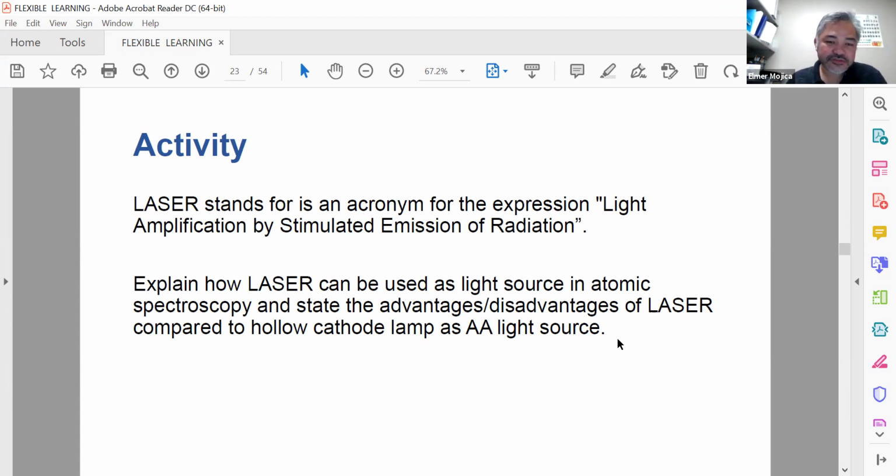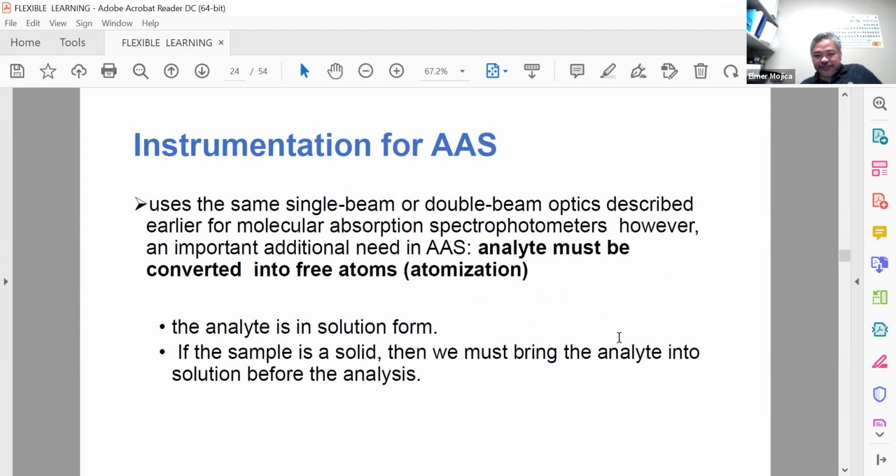Now, if you're going to look at the instrumentation for the AAS, it uses the same single beam or double beam optics described earlier for the molecular absorption spectrometer. However, the main difference is the so-called atomization process. The analyte must be converted into atoms. So usually it's in the form of that nebulizer that I have mentioned, so the analyte is in solution form. If the analyte is a solid, then you have to bring it into solution before analysis.